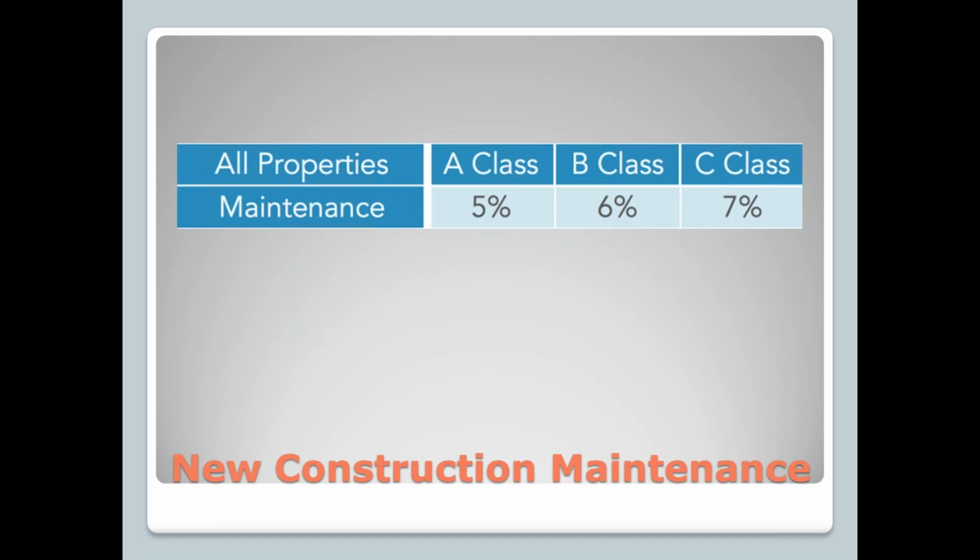So what we found is that within the first 6 years of a property's life, there's a significantly reduced amount of maintenance. And somewhere after the 6th year, it kind of falls back into the regular category of common maintenance that a particular property might have. So if a property is less than 6 years old, then these are the maintenance percentages we can use for A-class, B-class, and C-class properties.